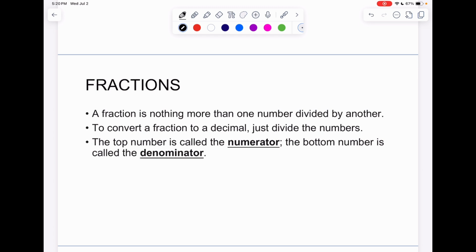So a fraction is nothing more than one number divided by another number. I can have 3 divided by 4. If I punch that out on my calculator, I'll get the decimal version, 0.75. To convert a fraction to a decimal, just divide it in your calculator. The top number is called the numerator, and the bottom number is called the denominator.